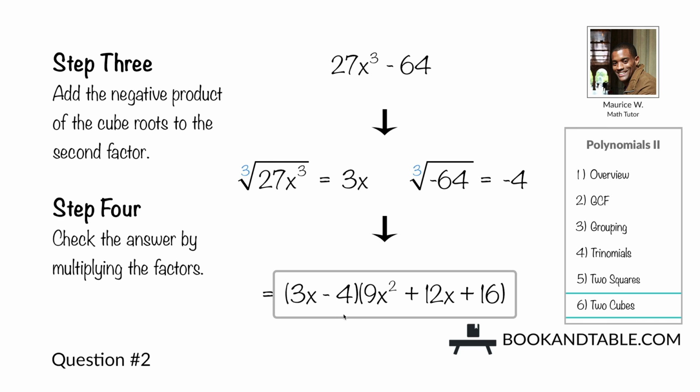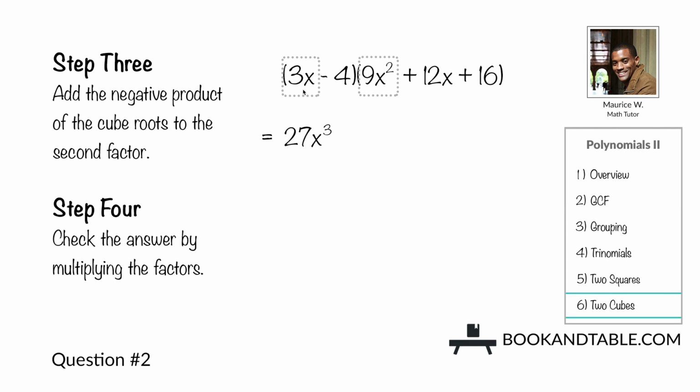And you can check the answer by multiplying the factors. And if we get 27x cubed minus 64, that would confirm that these are the factors for this polynomial. So we get 3x times 9x squared, which is 27x cubed. 3x times 12x is positive 36x squared. 3x times positive 16 is positive 48x. Negative 4 times 9 is negative 36x squared.